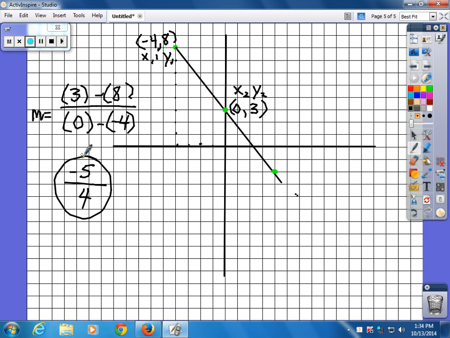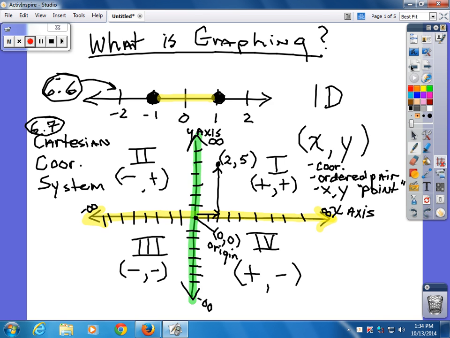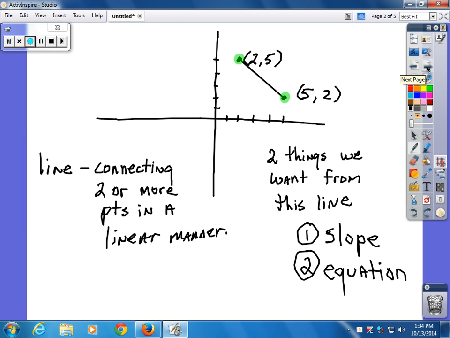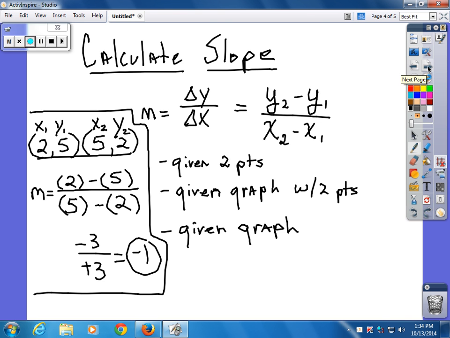Now what about the other one, Hubert? You said find this is calculate. I've just shown you how to calculate. The 3 problems: 1, they give you a line, but they don't give you any points. 2, they give you a line, but they tell you what points to use by painting them green. And 3 is to calculate, and that's given 2 points without a graph to calculate.